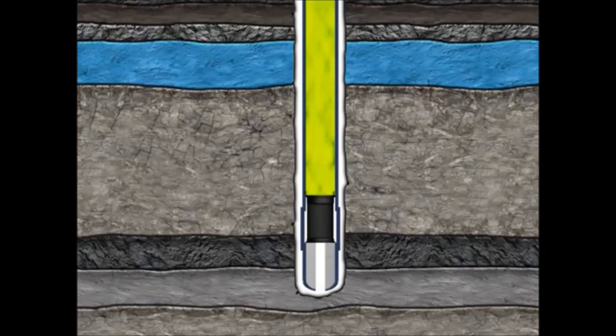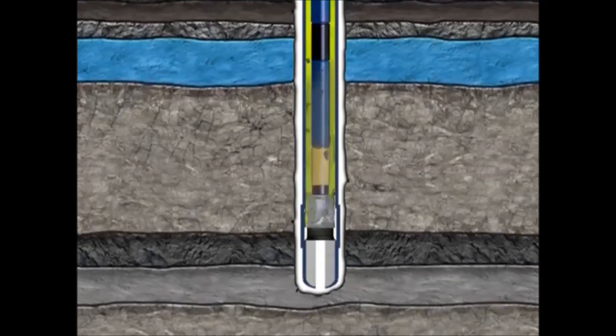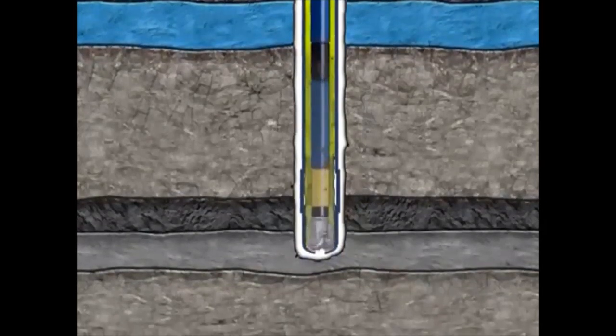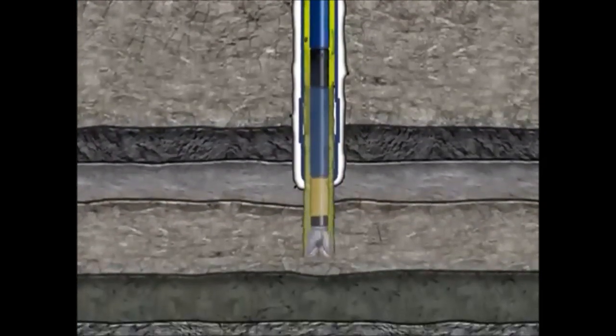The drilling then continues through the wiper plug, the casing shoe, and the cement at the bottom of the hole until the desired depth is reached. This is called total depth, or TD, and is where the pay zone is anticipated.